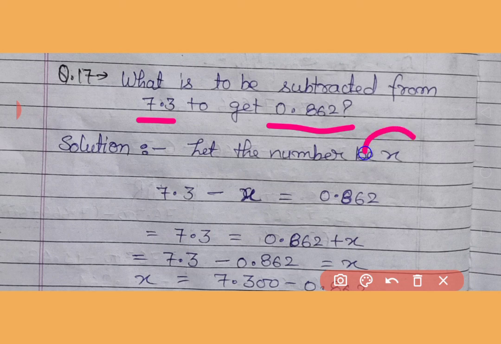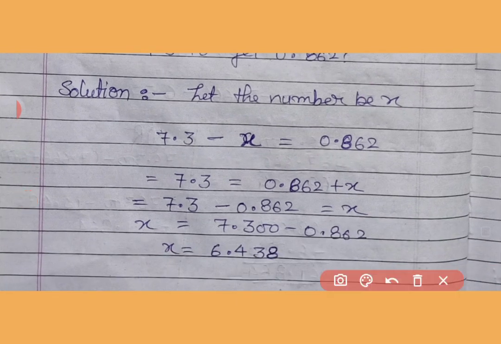So we have assumed a number that is x, and according to the question, 7.3 will subtract a number, so that number is x. So 7.3 minus x gets the answer 0.862. After it, minus x is here, so minus will transfer to the other side and become plus. So 0.862 is added with x, so whenever it transfers to the other side, it will do just the opposite work, meaning subtraction. So 7.3 minus 0.862.